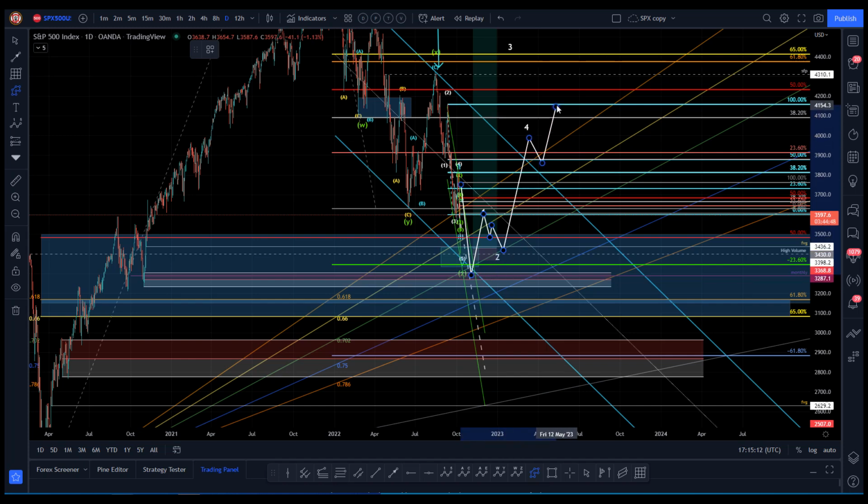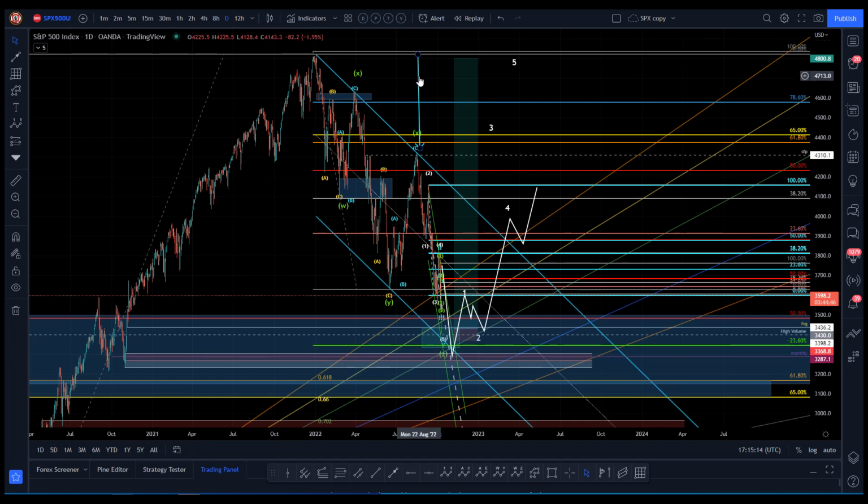So then 3, 4, 5, right? That's what you would be anticipating, and maybe this is a one coming back the other direction. Now there certainly are more bearish counts to this, right?